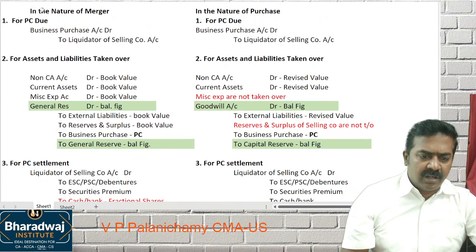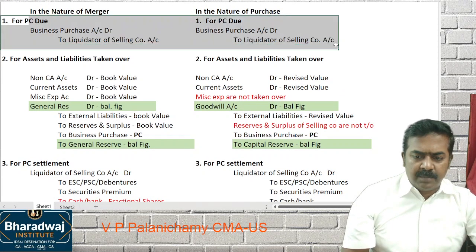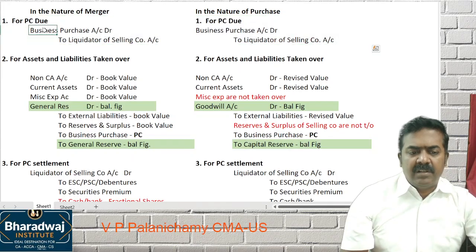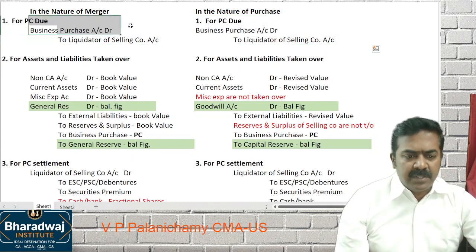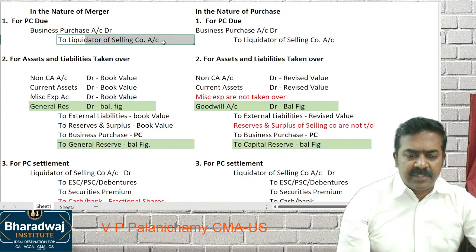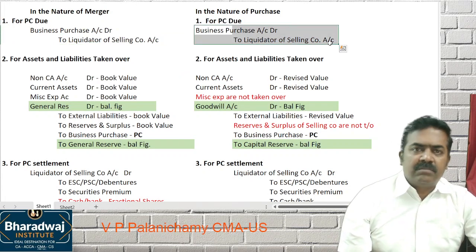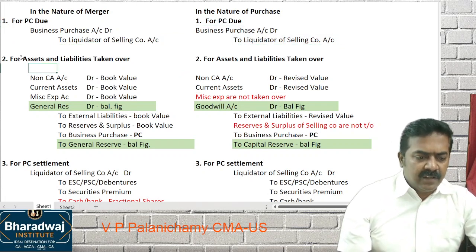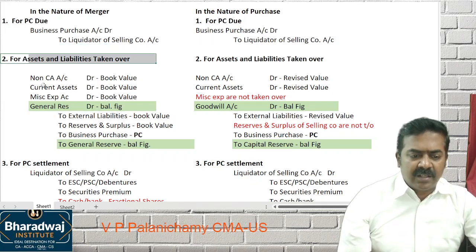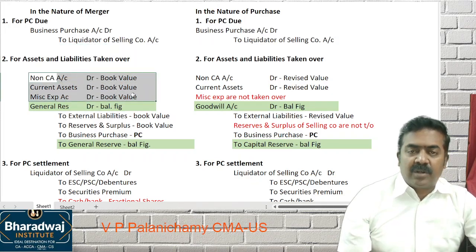The first entry will be the same. What is the first entry? Business purchase to liquidator of selling company. That is common for both merger and purchase. For the assets and liabilities taken over, in a merger everything will be taken over at what?